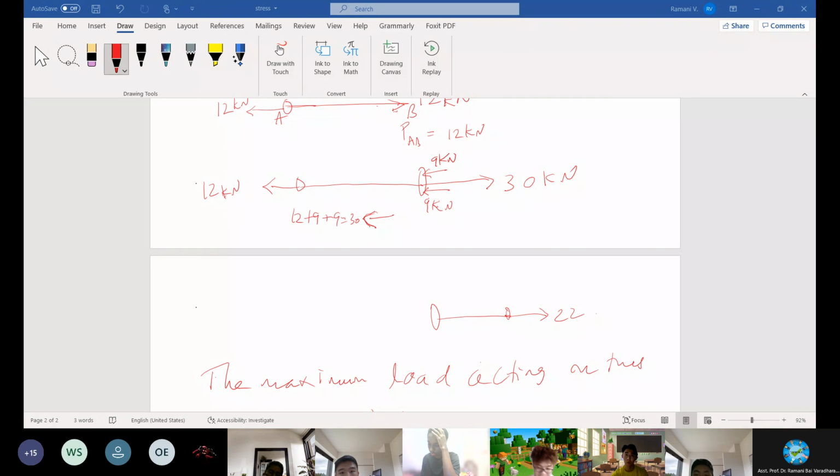We have to analyze the member part by part to identify where the maximum load is existing. If you plot and see, it will be interesting. Wait, I show you the plot. Actually, I wanted to explain the plot, but time is up already. Maybe next class I go. See here, it's already there. Wait, I'll share the slide. One more, last minute.